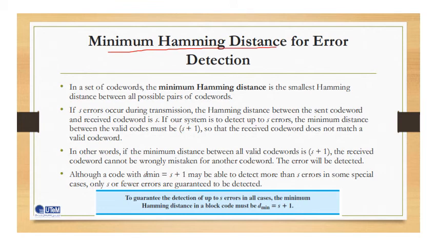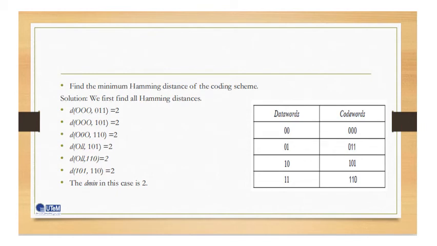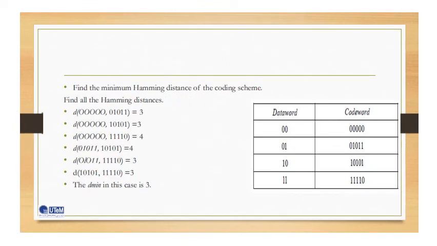The minimum Hamming distance is the smallest Hamming distance between all possible pairs of code words. It's quite easy to determine the minimum Hamming distance by using an example. You have a set of word pairs, and the answer is 2. So the minimum Hamming distance for all these pairs is 2. Here it varies. Some got 3, some got 4. So the minimum is 3.